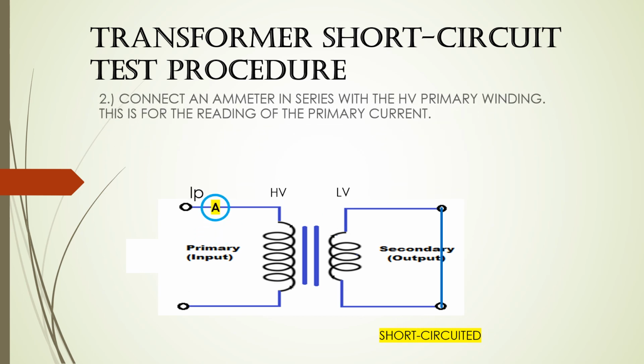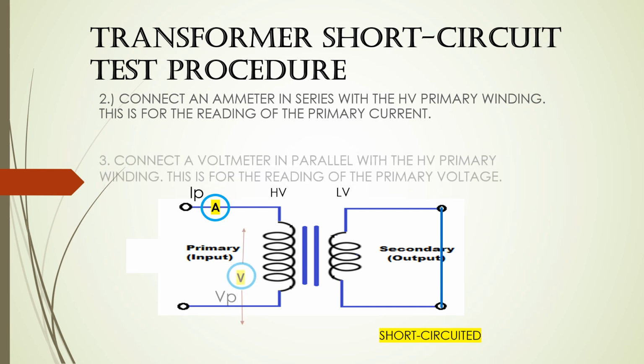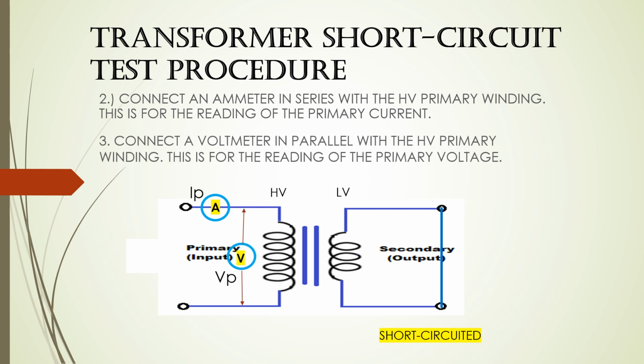Now the second step is to connect an ammeter in series with the high voltage primary winding. This is for the reading of the primary current. And the next step is to connect a voltmeter in parallel with the high voltage primary winding. This is for the reading of the primary voltage.